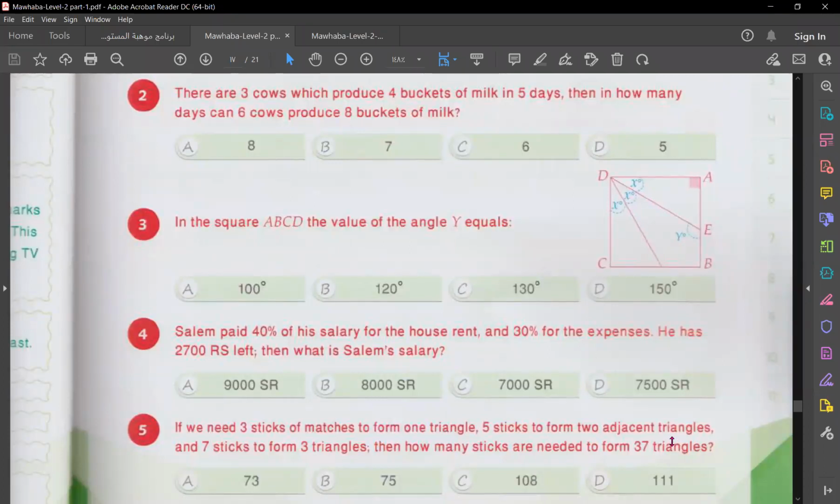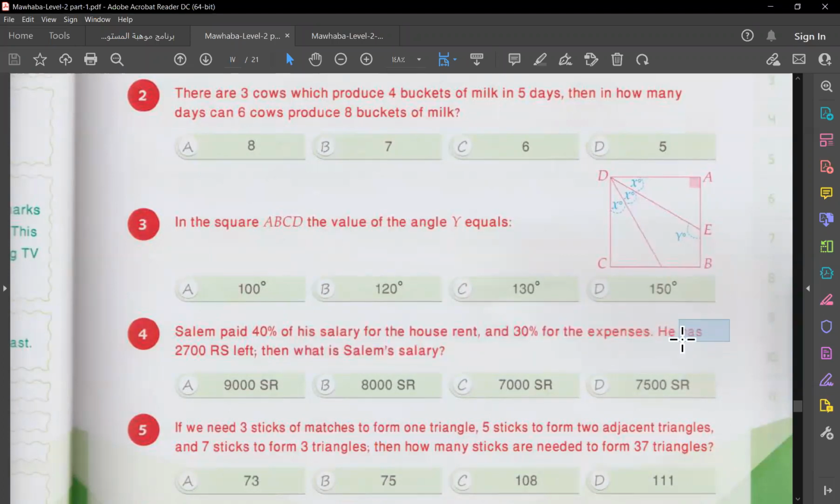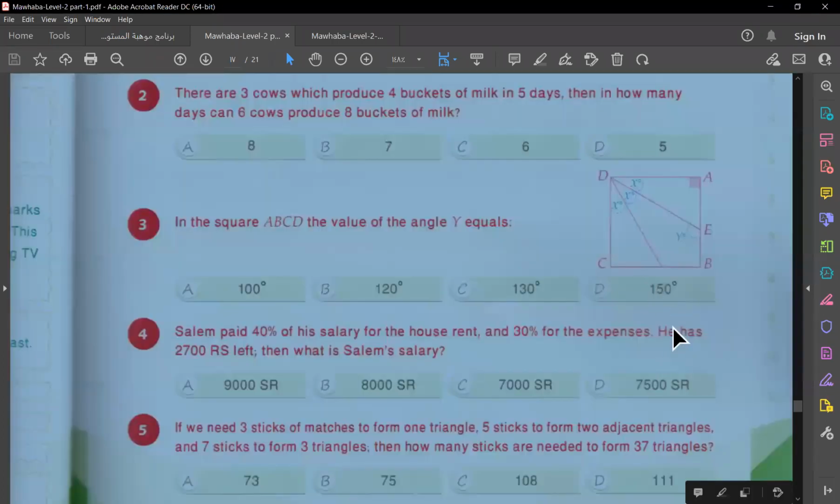Where are you, Abdullah? Can you read this problem, Abdullah? Number 3. Yes, I can. Okay, read, and I want to explain. If you have any idea, I want you to tell me how I solve this problem. In the square ABCD, the value of the angle Y equals.